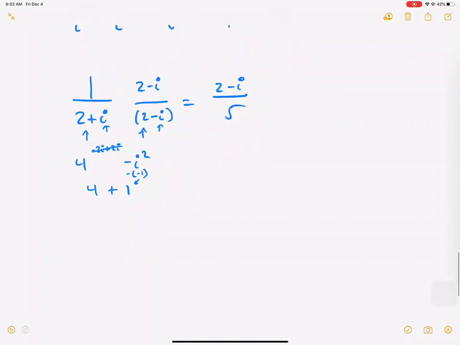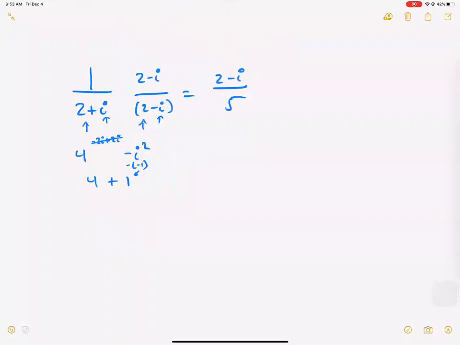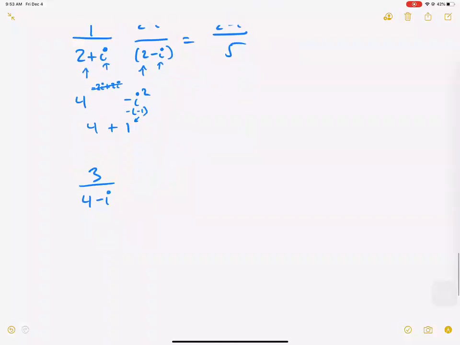Okay, let me do a couple more examples here to show you that this is actually really quick. 3 over 4 minus i, okay? What's a conjugate? I don't like imaginary numbers on the bottom, so we multiply by the conjugate, 4 plus i, 4 plus i. So we have to multiply that into the problem.